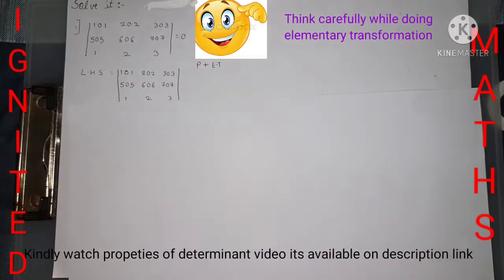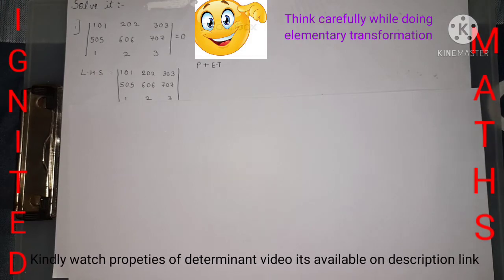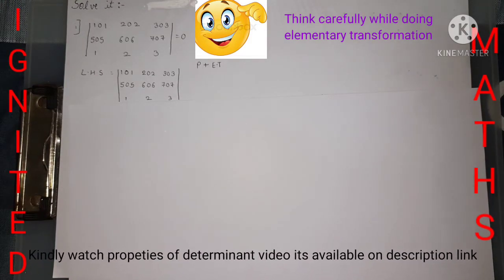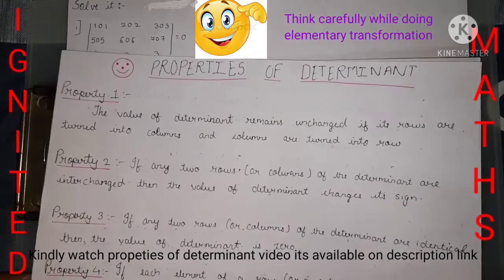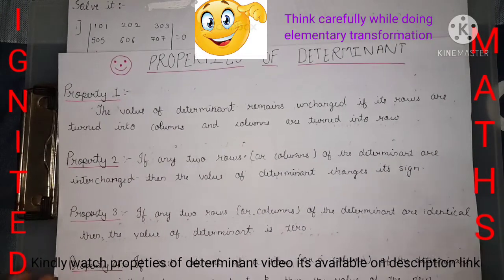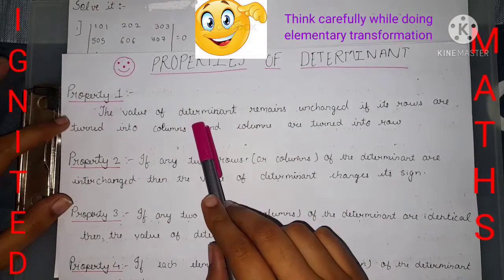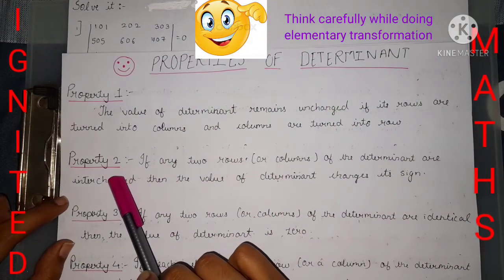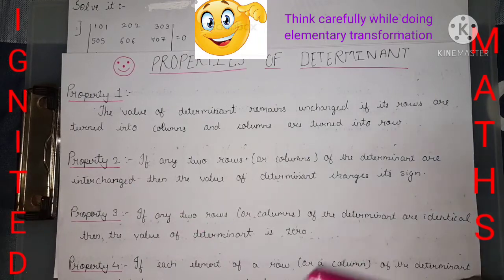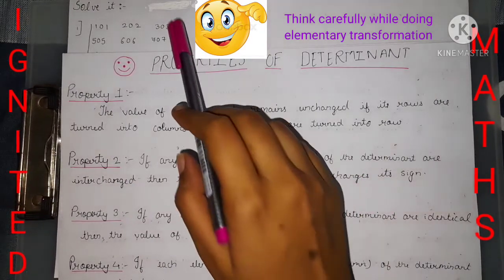So by using the properties, I have already posted a video about the properties, but here we get a small recap of it. I need to get the value 0. So now this property 1, if I watch it, is not at all related to it. And property 2 also does not have any relation with our question.